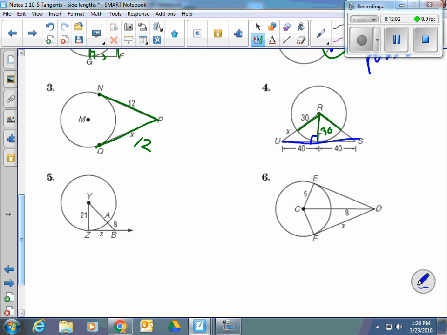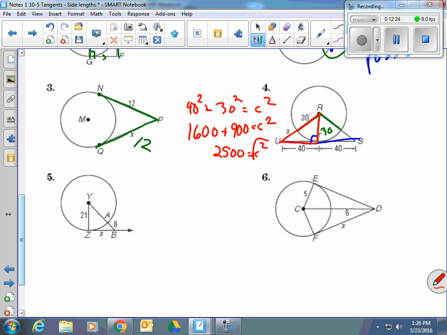90 degrees. So now what shape do I have right here? Triangle. So what can I use? Pythagorean theorem. 40 squared plus 30 squared equals c squared. 1600 plus 900. That gives me 2500. Take the square root of that. That gives me 50. So this whole side is 50, right? So this little piece right here would be 20, because 20 plus 30 gives me the 50.